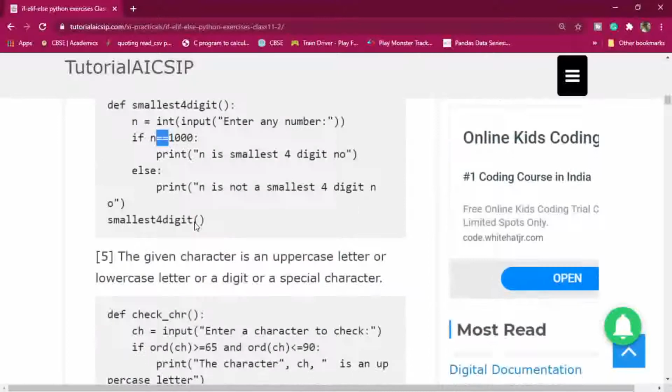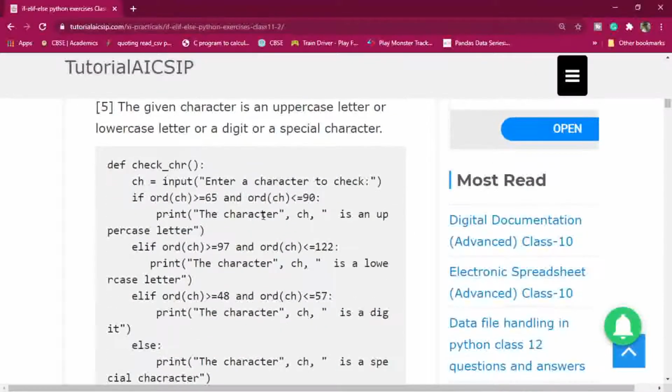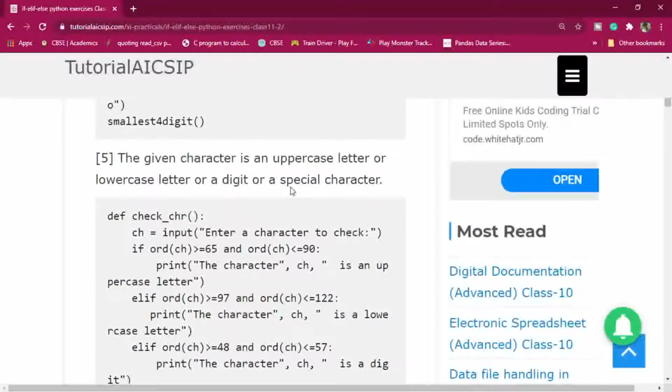Then check whether the given character is an uppercase letter, lowercase letter, a digit or a special character. In this program we are going to check whether the character is uppercase, lowercase, special character or digit. So here also there are 4 possibilities.